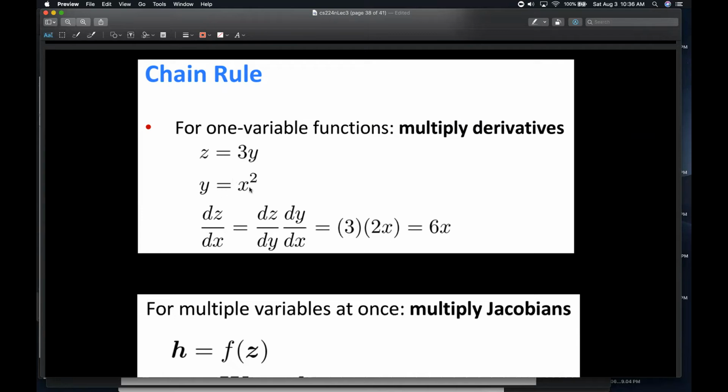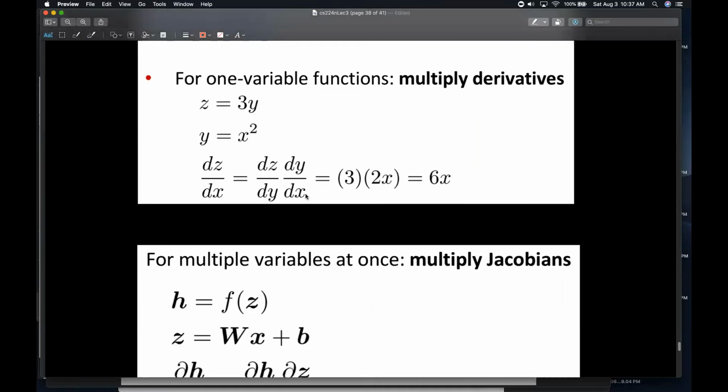dy by dx gives you 2x, that's what you get. And I told you the original function was, you can imagine that to be 3x squared. So if you take 3x squared and differentiate it with respect to x, you get 3 times 2 times x, which is exactly what you got here. So that's what the chain rule is.